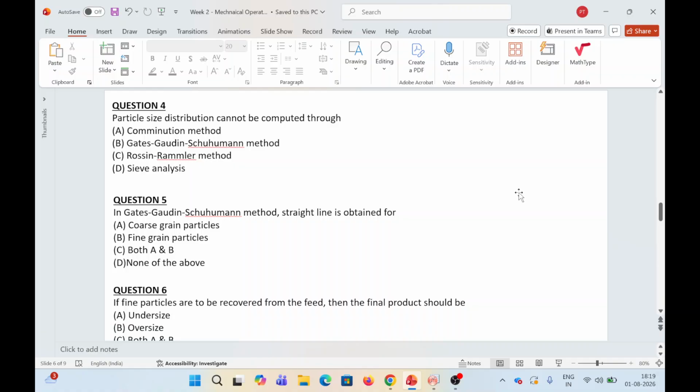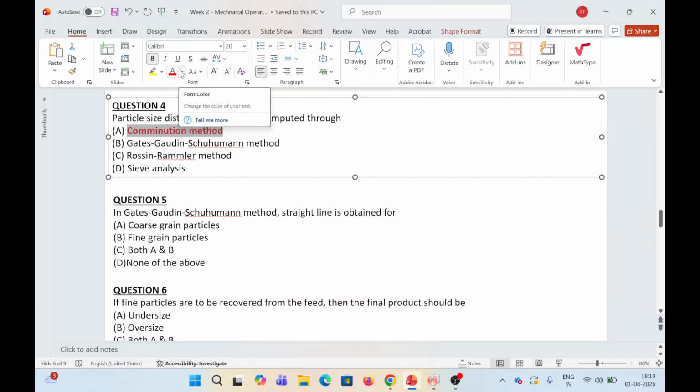Comminution method, basically, because comminution actually means size reduction. You are going to break particles to get a lesser size. So obviously that does not play any role in particle size distribution. However, in the case of sieve analysis, you can do particle size distribution with particles that have size greater than 40 micrometers.